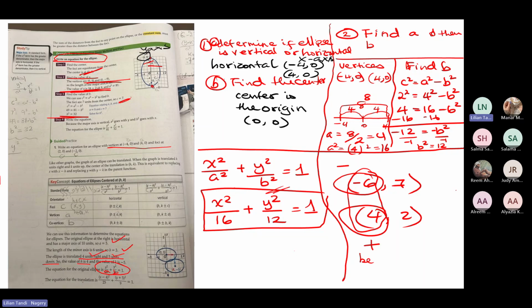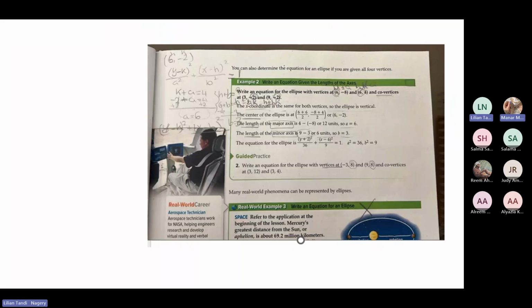Are we together up to there? Yes. Any question up to that? No. Okay, I move on. All right, now we are here. So, an equation, these are the vertices. And these are the co-vertices.